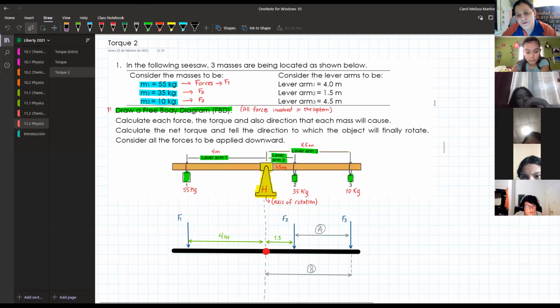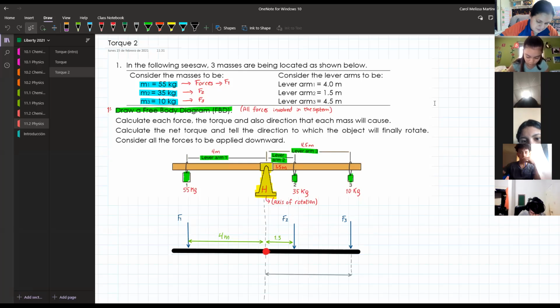What is the lever arm 3? Option A or option B? Option B. B, because remember, it is the distance from the force to the hinge. So yes, as you said, it is the letter B. I'm going to put it here. And it is the lever arm 3, but that measures 4.5 meters.